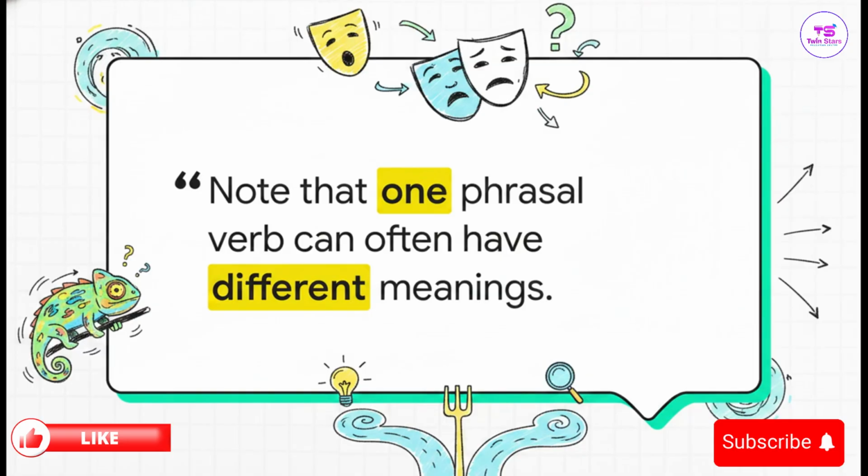Okay, so just when you think you have these phrasal verbs completely figured out, English throws a wonderful, complex curveball at you. Note that one phrasal verb can often have different meanings. These shape-shifting verbs can wear more than one disguise. A combination you thought you absolutely knew might mean something entirely different depending on the context of the sentence. It's a real plot twist.